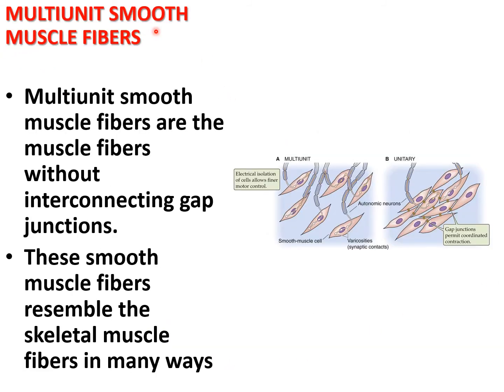Now, multi-unit smooth muscle fibers. Multi-unit smooth muscle fibers are muscle fibers without interconnecting gap junctions. These smooth muscle fibers resemble skeletal muscle fibers in many ways. So this is a multi-unit smooth muscle fiber, and this is a single unit smooth muscle fiber, and here the gap junctions are present. In multi-unit smooth muscle fibers, there is electrical isolation of the cells that allows finer motor control. And here the varicosities are present, the synaptic contacts.